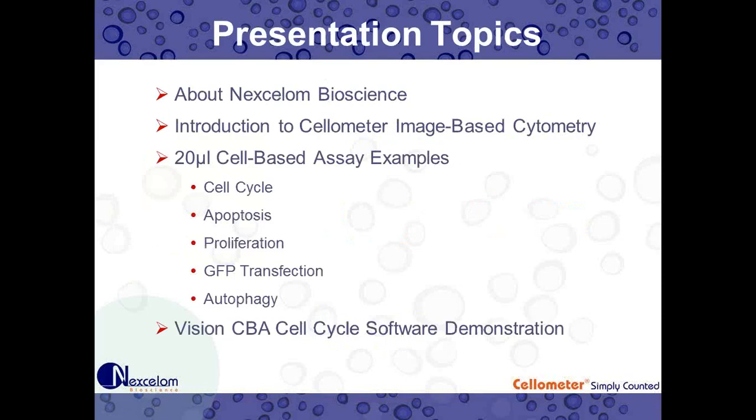So I'm going to give a little introduction to Nexcelom, introduce the Cellometer Image-Based Cytometry, and review several examples of some 20 microliter cell-based assays you can perform using our system. So we'll review cell cycle, apoptosis, proliferation, GFP transfection, and autophagy. And before I hand this over to Sean, I'll go through a brief demonstration of how we analyze an image and generate some cell cycle data using the FCS Express software platform.